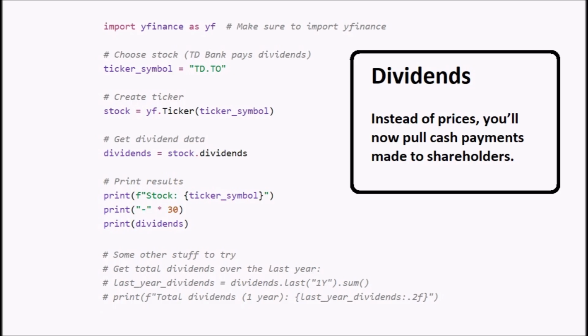Line 11, print stock ticker_symbol. Prints the stock symbol. Line 12, print dash times 30. Prints a separator line. Line 13, print dividends. Prints the dividend data. Overall summary. This script fetches and displays the dividend history for TD.TO. It creates a ticker object, retrieves dividends, and prints a labeled header with the data.